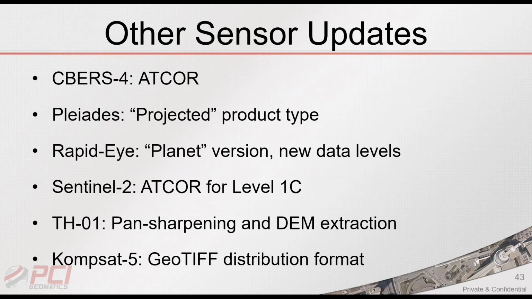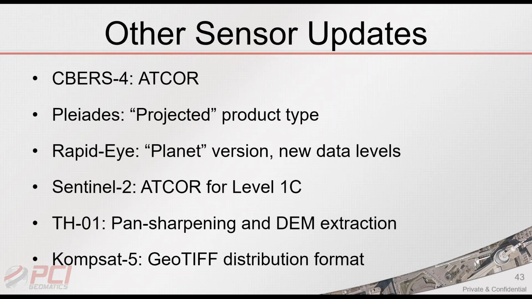So those were the new sensors. We have updates to some of our existing sensors. In this case, some of them are new formats or new distribution schema, or metadata that's delivered with the sensor. This would be, for instance, the Pleiades and the Rapidi. They have new data versions.